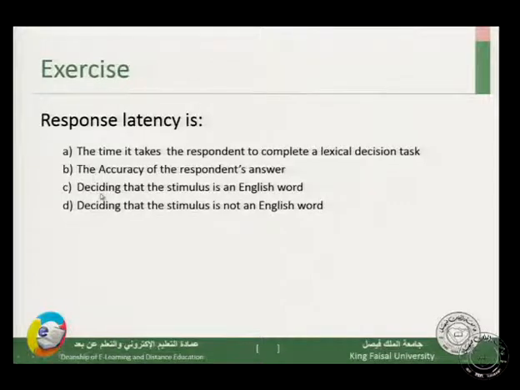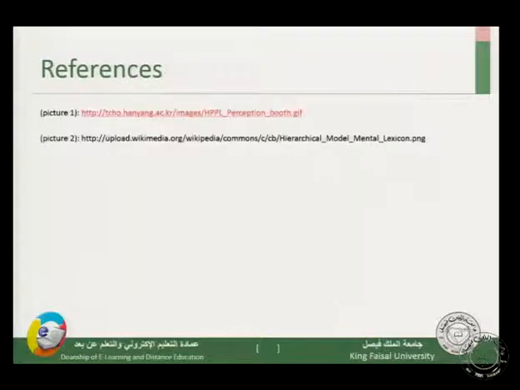If you chose C, your response is wrong, because deciding that the stimulus is an English word is one part of the lexical decision. And of course the same with D. Deciding that the stimulus is not an English word, that is what you are asked to do in a lexical decision task. So if you could answer this exercise correctly, this means that you have understood at least one element of today's lecture, but of course there are other elements to study as well.